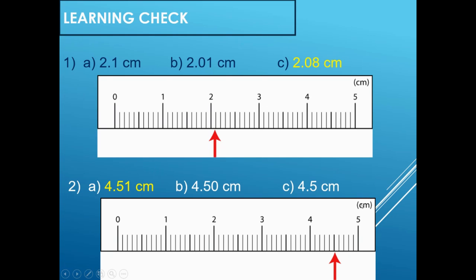Down here on this one, what do we know for sure? We are certain about the 4, and we are certain about the 0.5. It's a little bit past that 0.5. So we can estimate another digit. So this letter C would be accurate, but it's not precise with the tool that we're measuring. So we know for sure 4.5, and it's a little bit past. So I wouldn't call it 4.50. I would call it 4.51. Maybe 4.52. You can get away with that.